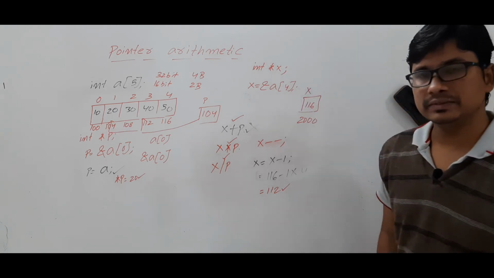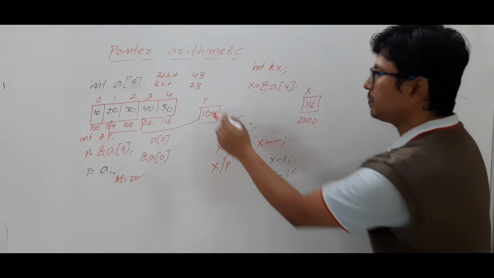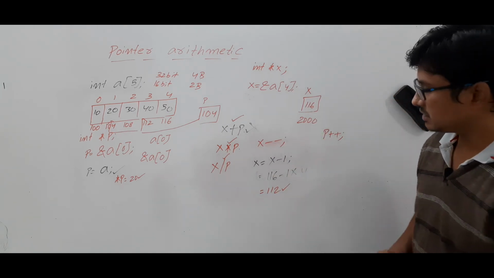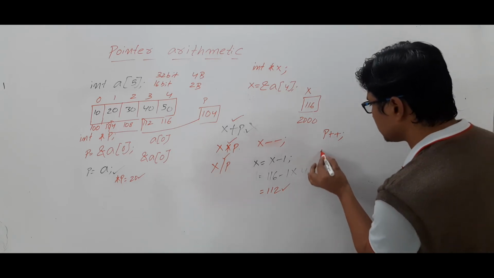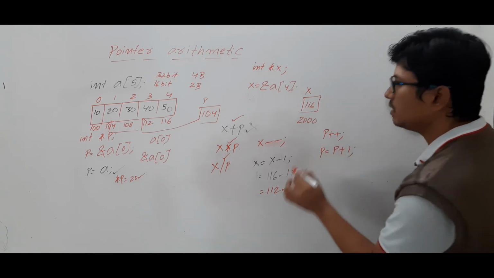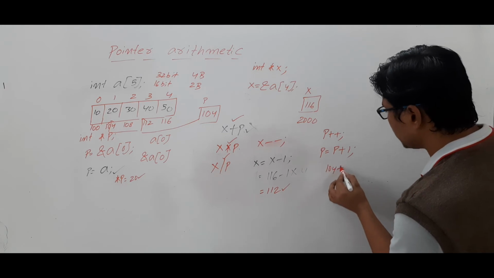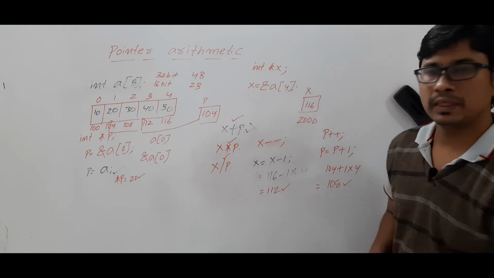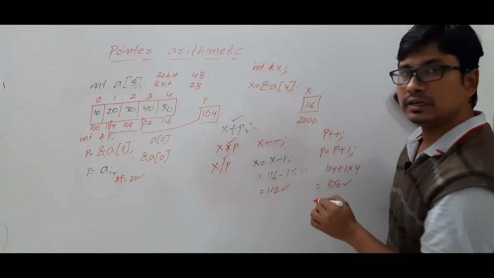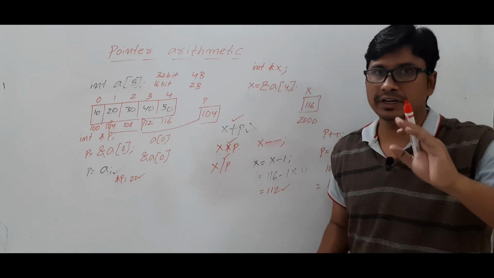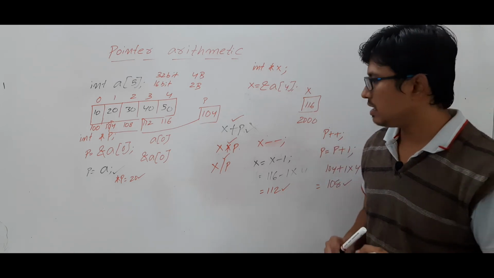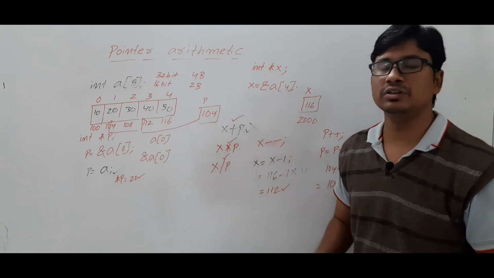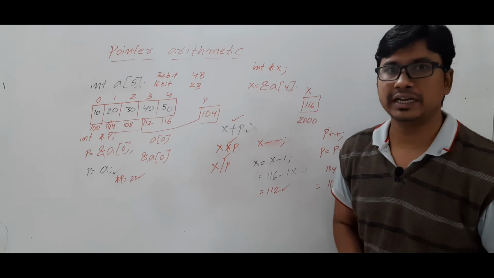This is valid. Similarly, you have p and you are writing p plus plus. Is it valid or invalid? It is also valid, because p plus plus is nothing but p is equal to p plus 1, which is nothing but 104 plus 1 into 4, which is equal to 108. So the increment, decrement and subtraction operators are allowed on the addresses, and the remaining arithmetic operators such as addition, multiplication, division and modulus are not allowed. I request you to write these points.